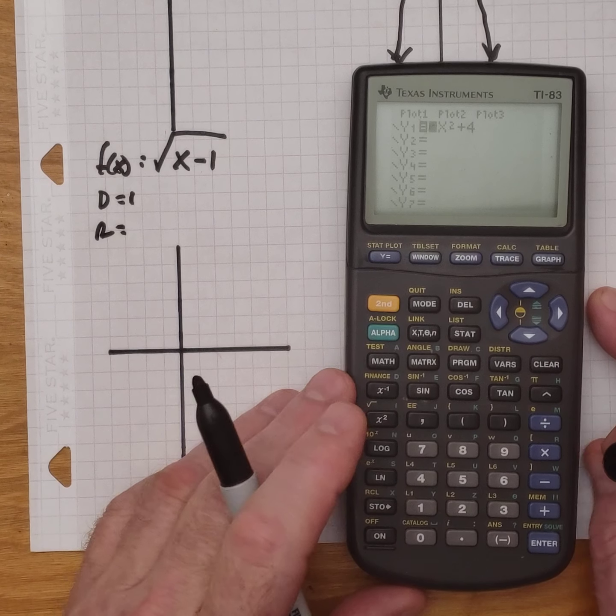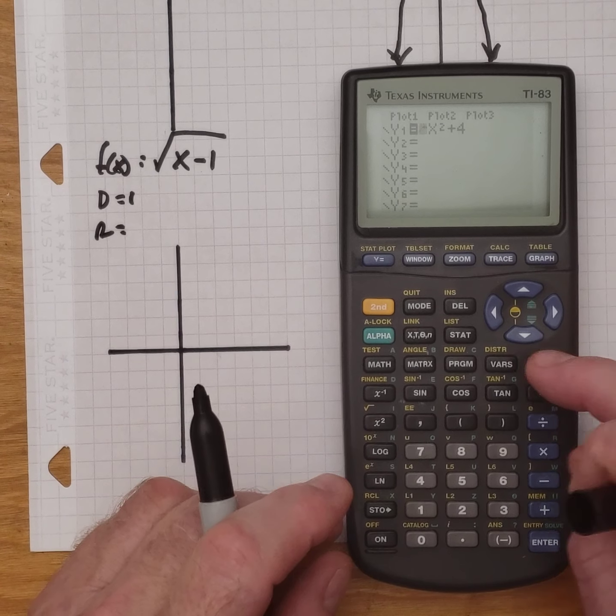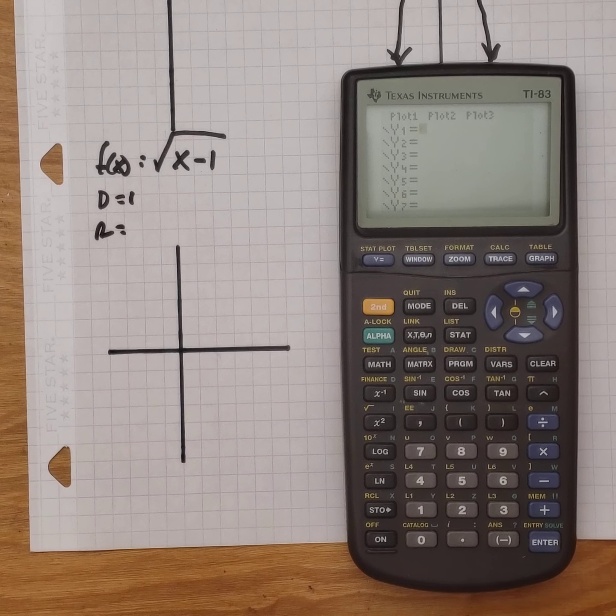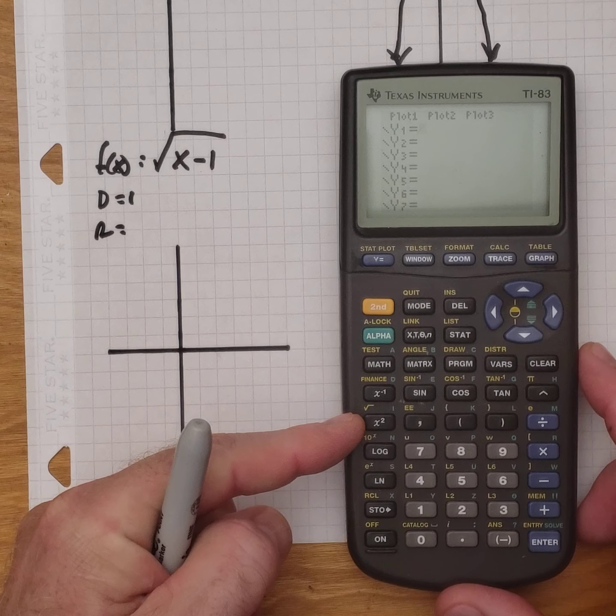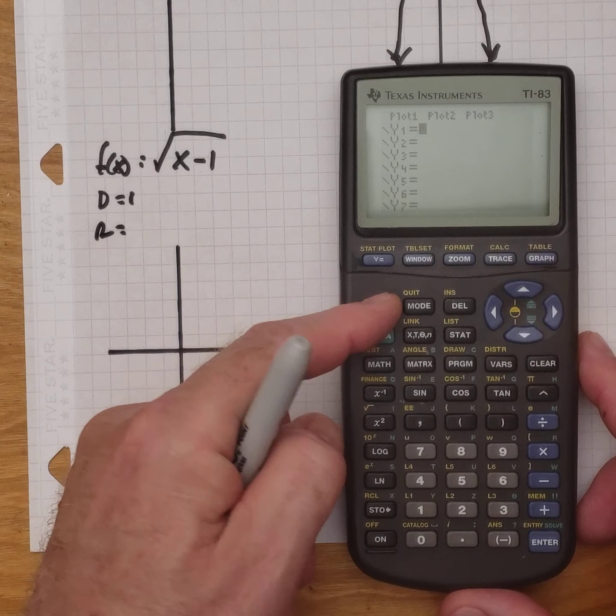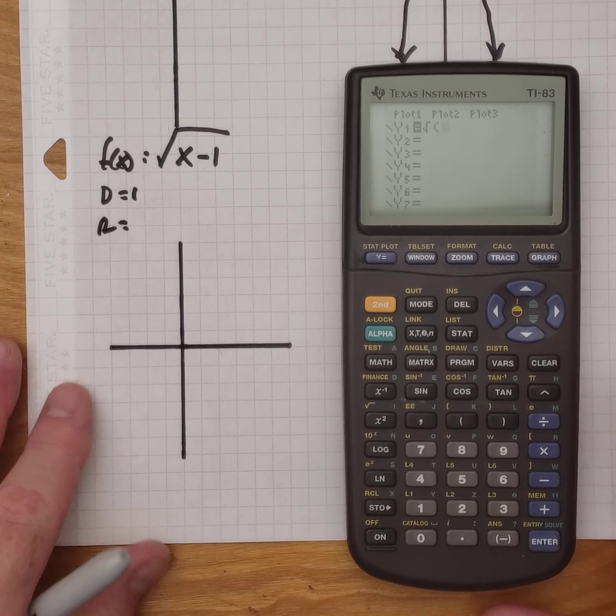The square root of x minus 1. Okay, so clear this old one out of here. Our square root key is the second function for the squared key. So you want to do second square root.